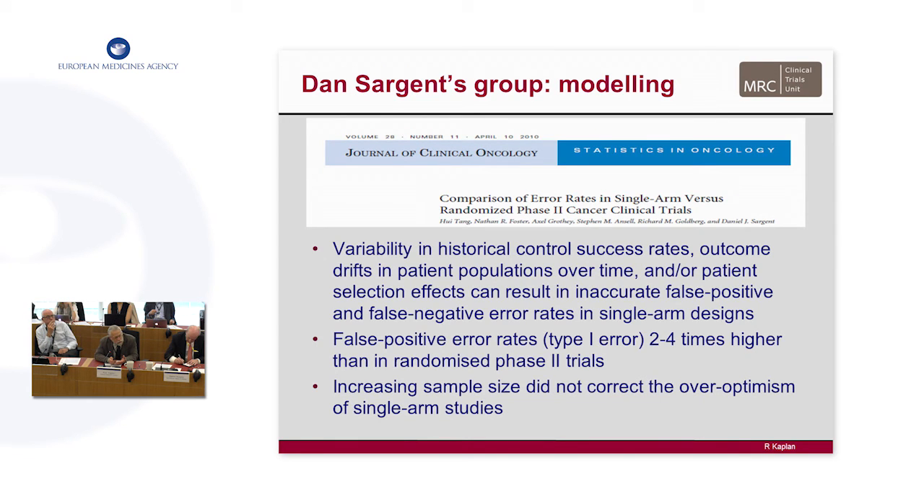Dan Sargent, whose name you just happened to hear, has done some modeling work that shows the variability in historical control success rates, outcome drifts, and patient populations over time, and how the false positive and false negative error rates in single-arm designs are 2 to 4 times higher than in randomized phase 2 trials, consistently across modeling that's been done.